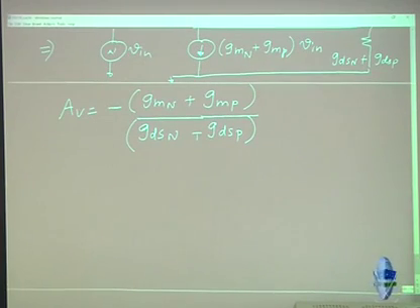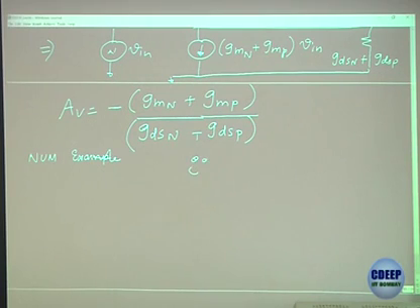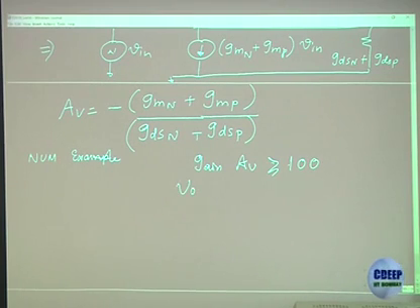Now let's take it a step further. So I want to take a numerical example. We want to get gain AV greater than or equal to 100, and V out minimum is equal to 250. Okay, it's doing something funny on me.